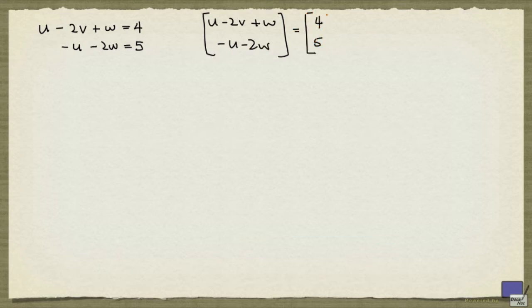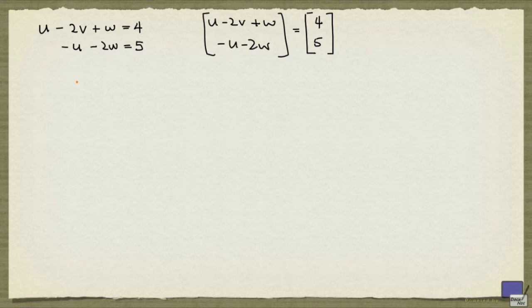Consider the system of linear equations shown here, where u, v, and w are the variables. First of all, this system can be written as an equation involving tuples. So we can write this as the tuple consisting of the two components u minus 2v plus w and minus u minus 2w equals (4, 5). Since equality on two tuples is applied component-wise, this equation here says precisely what this system says.